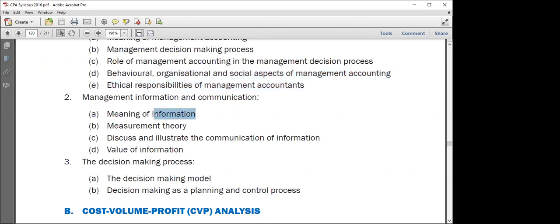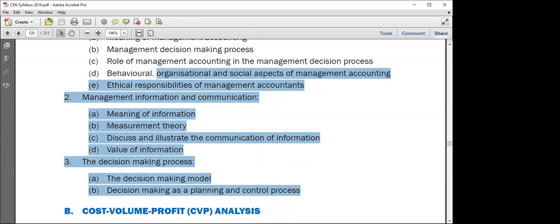Aspect of information communication. Understanding that information is processed data, measurement theory, understanding the communication of information, illustrating why information is very important, the decision-making model, decision-making as planning and control, all these things. This is all theory. There's no calculation even in this first topic.